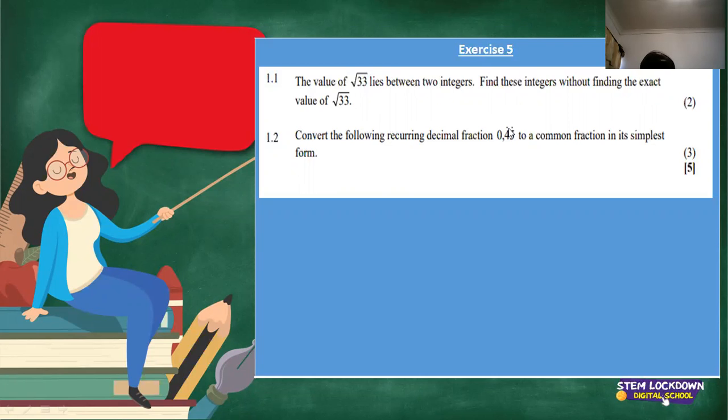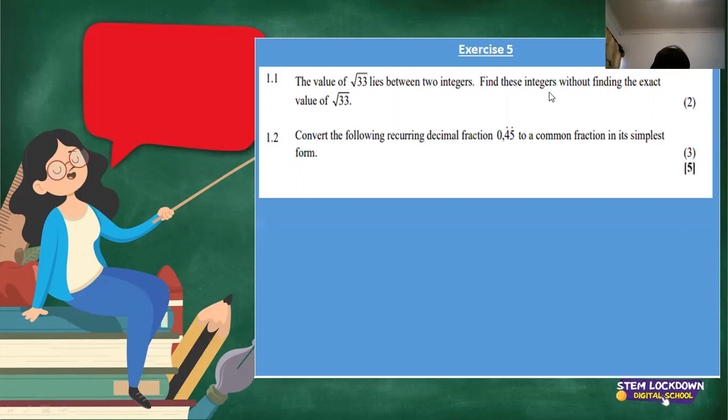So the dot on each number indicates that the digits 4 and 5 are recurring. That means our actual value is 0.45, 45, 45, 45 to infinity. So now, how do we find the common fraction form of this decimal?